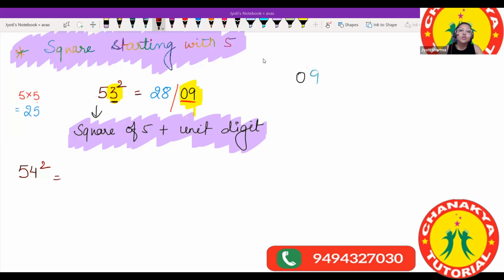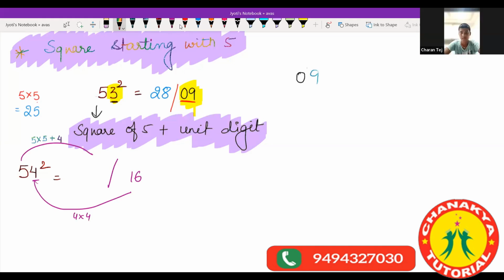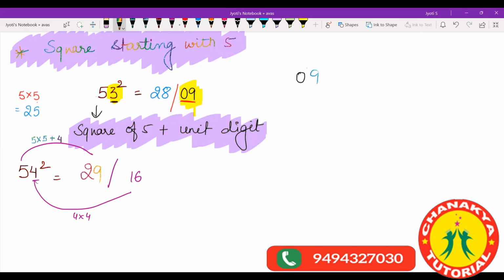Okay, yeah. So first, 4 square. What is 4 square? 16. 4 into 4. Next part, 5 into 5 plus 4. What is 5 into 5? 25. 25 plus 4 is 29. 29.